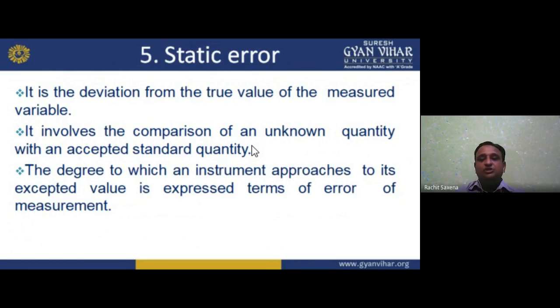The degree to which an instrument approaches its accepted value is expressed in terms of error of measurement. I hope you understand about the static error.